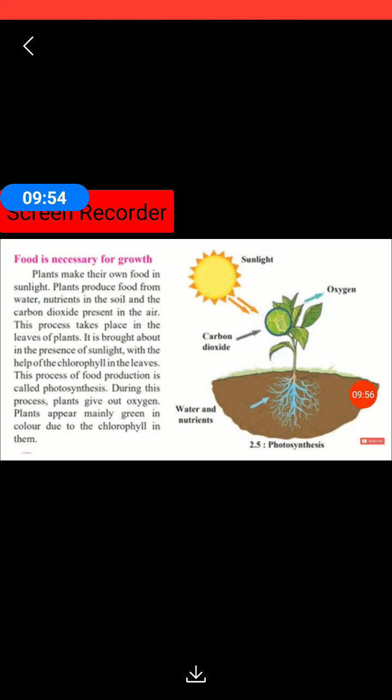The plant has chlorophyll. The plant is giving what? Oxygen. And what is it taking? It is taking carbon dioxide from the air, and with the help of chlorophyll they prepare their own food.